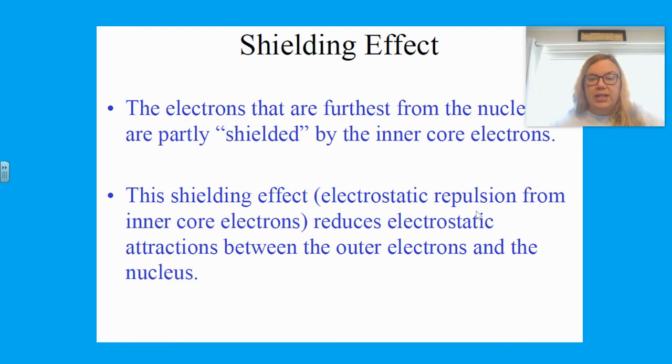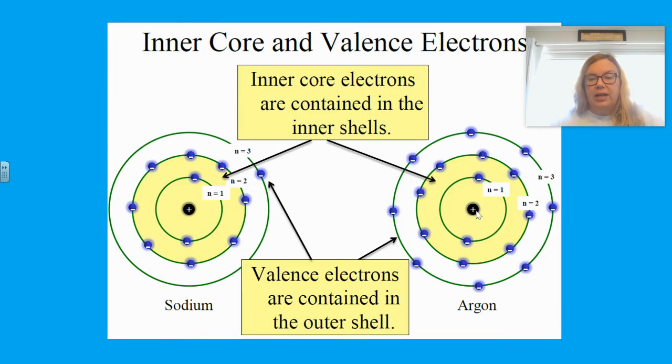We have this electrostatic repulsion from the inner core electrons, and that reduces the electrostatic attraction. So what that means, looking back at this picture, is that when you have more inner core electrons, that electrostatic repulsion means that when these electrons are too close, they don't want to be close to each other, so they repel. That repulsion keeps those valence electrons from having more of an attraction to the nucleus. So it kind of holds those valence electrons in place, which is important in bonding.